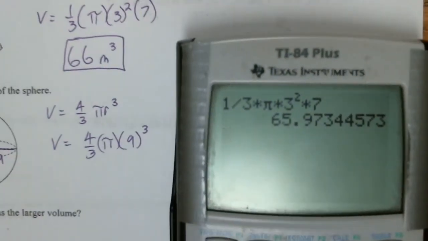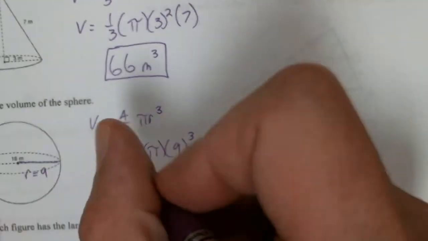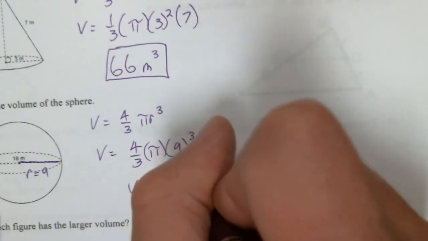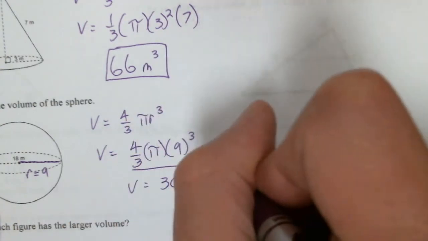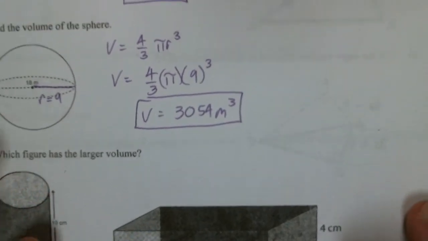So 4/3 times pi times 9 raised to the third. That looks like this: 4 divided by 3 times pi times 9 raised to the third. 3,054. And that's also going to be meters cubed. Everything with volume is in cubic units, 3 dimensions.